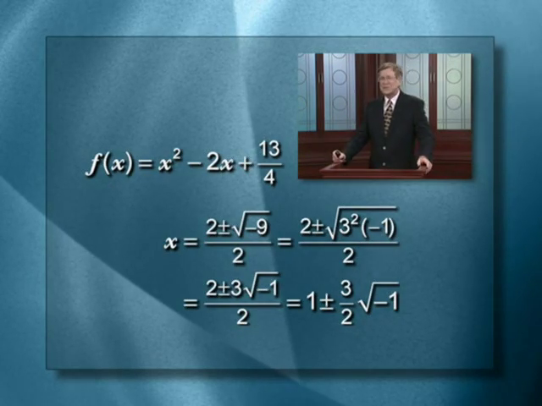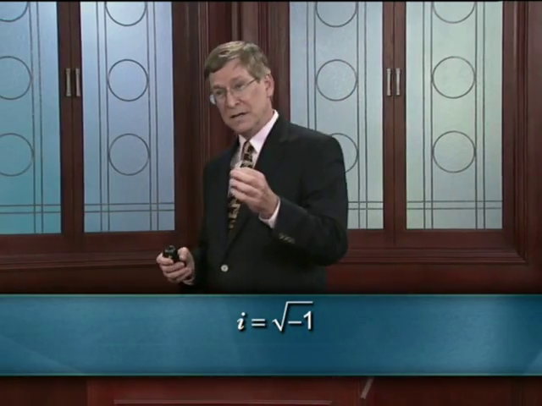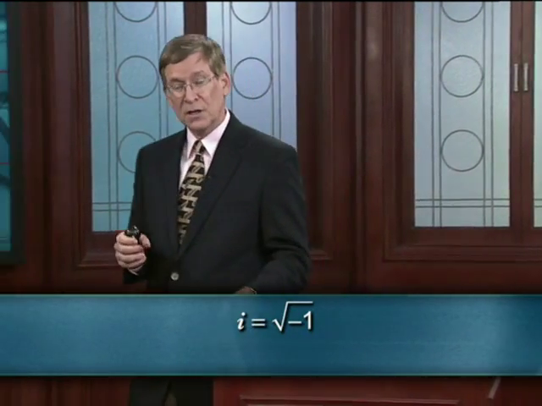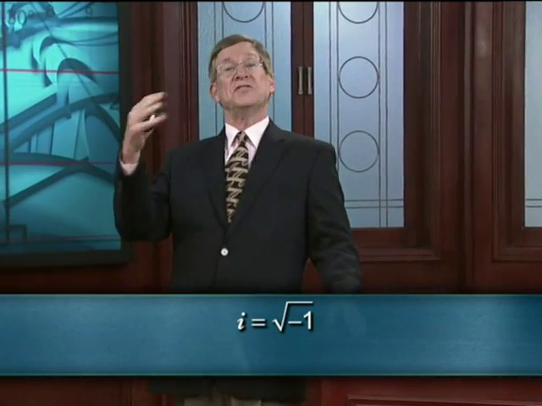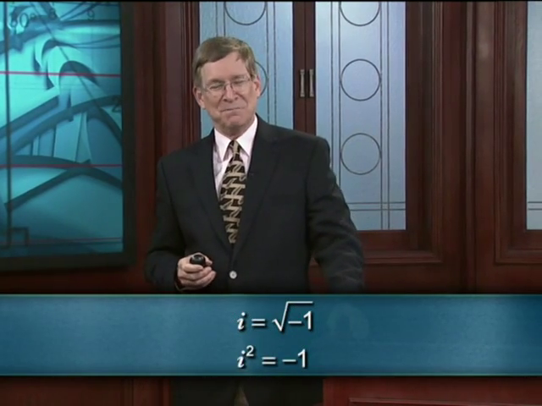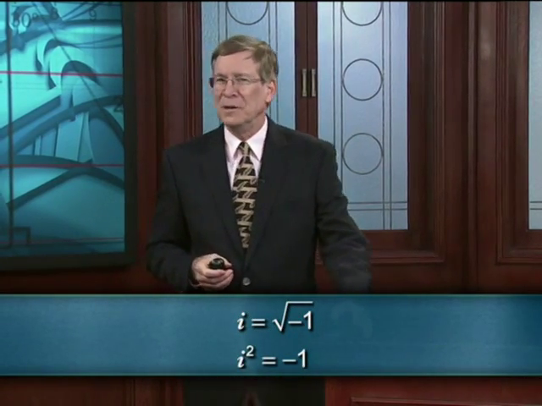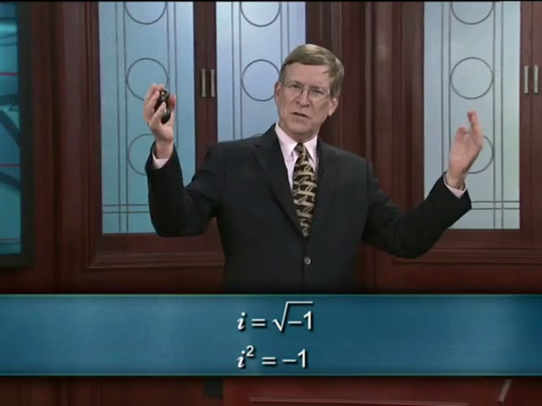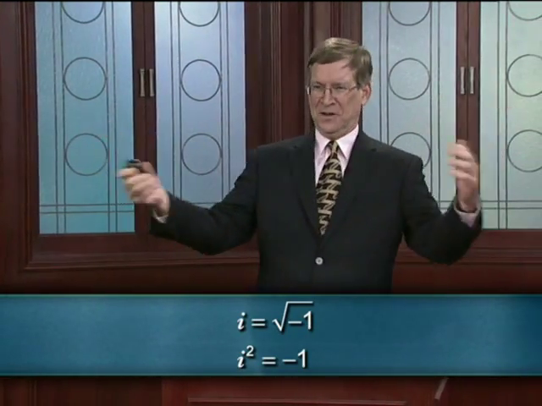So what did mathematicians do? They invented a new system of numbers. They called the square root of minus 1 i. And this is the definition of the imaginary unit i. It's defined to be the square root of minus 1, or it's a number such that i squared is minus 1. i is not a real number. We're extending the real numbers to a bigger set of numbers.